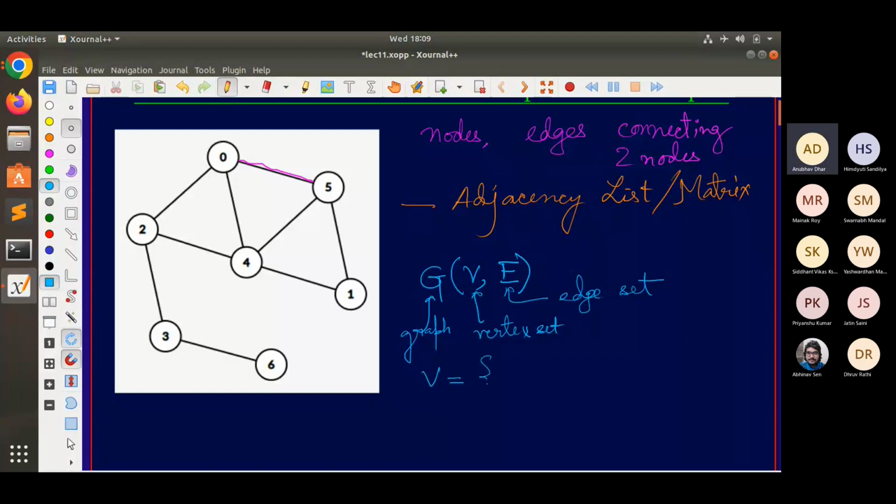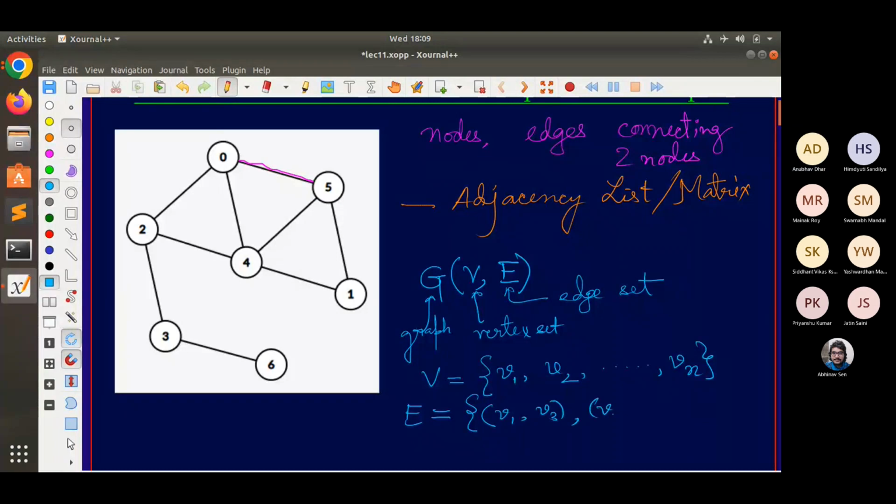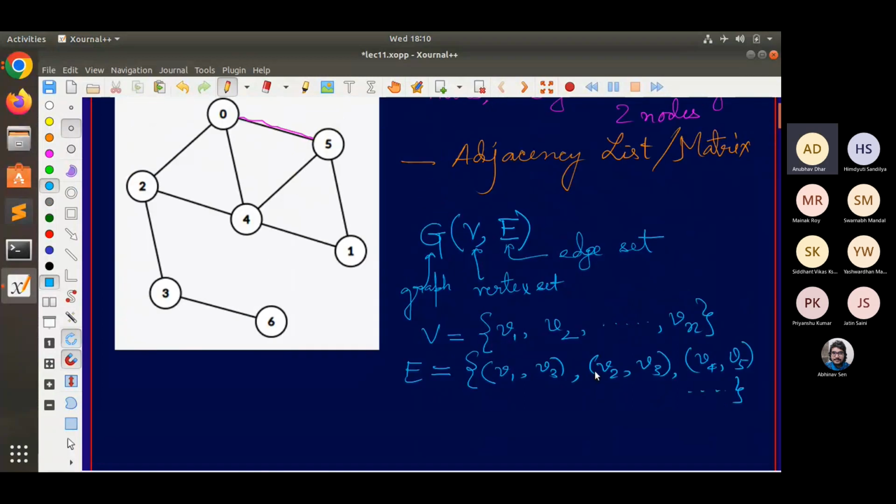So you can think of V as V1, V2, up to Vn, a graph with n nodes, and then E as a set of pairs of these nodes. So this can be (V1, V3), (V2, V3), etc., (V4, V5). Okay, that's all. In particular, E is a subset of V squared.